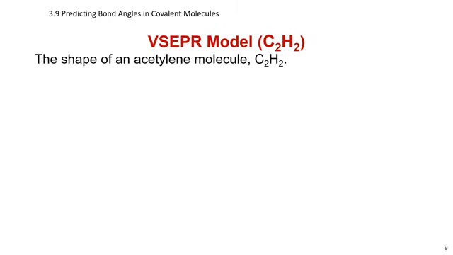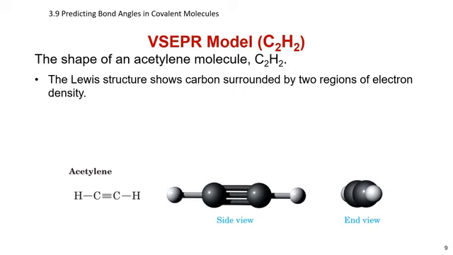Acetylene has one triple bond. This is counted as one, and this is counted as one. Therefore, it is linear. Two things equally away from each other is linear. It's a linear molecule. From the side view, you can see it is linear.